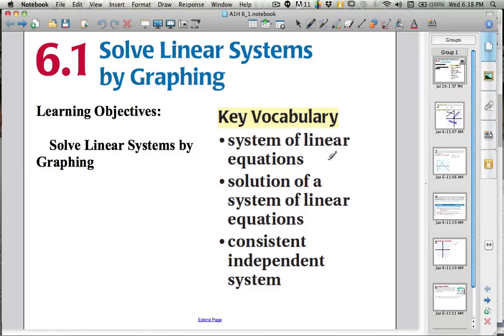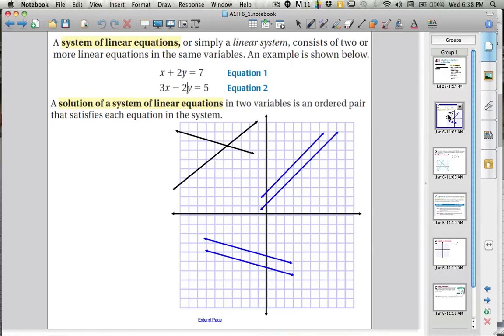What we want to understand in terms of vocabulary is what is a system of linear equations, what is a solution of a system of linear equations, and what is a consistent independent system. So this is sort of vocabulary from this section, and let's take a look.